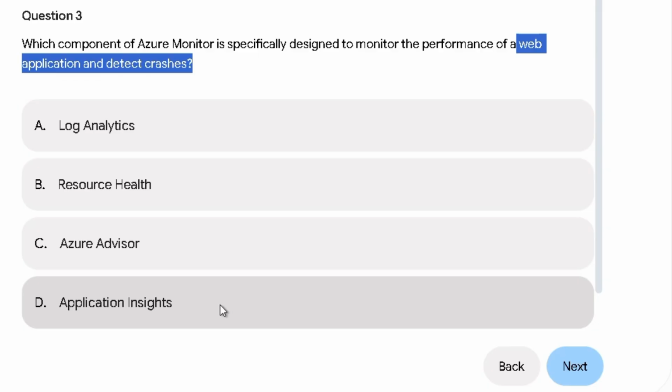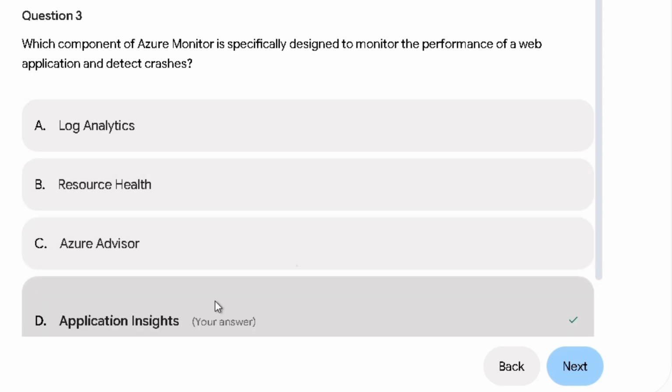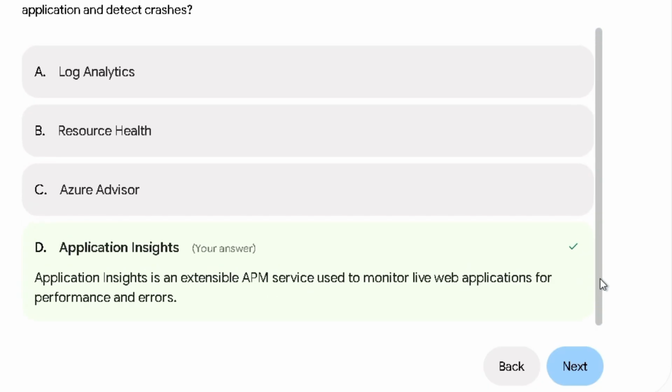Keywords are very essential. So when I'm talking about web application and crashes, I'm going to be referring to Application Insights. But let's analyze our answers. Log Analytics, this is where I'm going to see logs of what's happening. Resource Health, remember, this is where I'm going to see the health of my resources like a doctor. Azure Advisor is going to advise me for specific stuff. Correct answer right here, guys, Application Insights. Application Insights is an extensible APM service used to monitor live web applications for performance and errors.